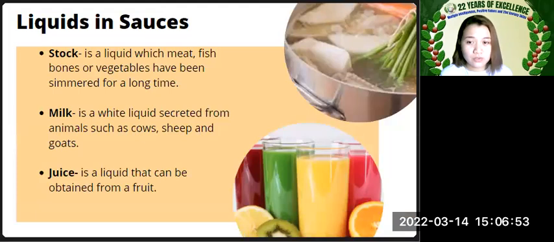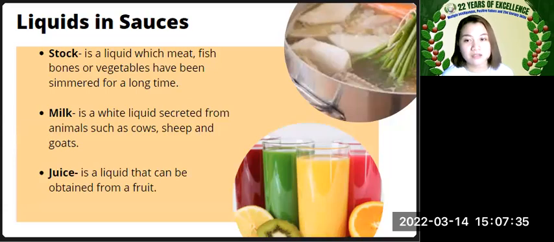So, liquids in sauces, we have three types of liquids that we can use in our sauces. We can use stock. When we say stocks in culinary terminology, it is a liquid in which meat, fish, bones, or vegetables have been simmered for a long time. So it releases different flavors from those ingredients. Even just bones, or scraps from the vegetables, that's okay. The stock is already the flavored liquid.